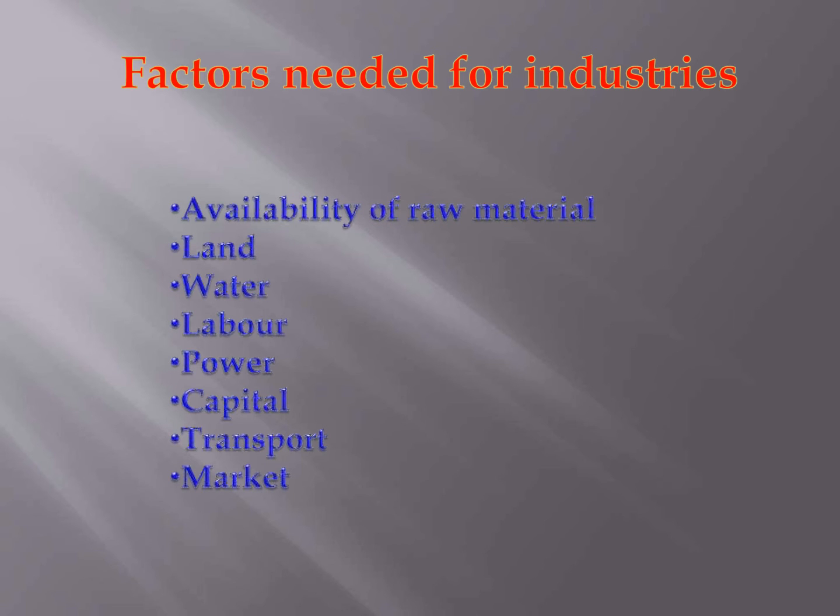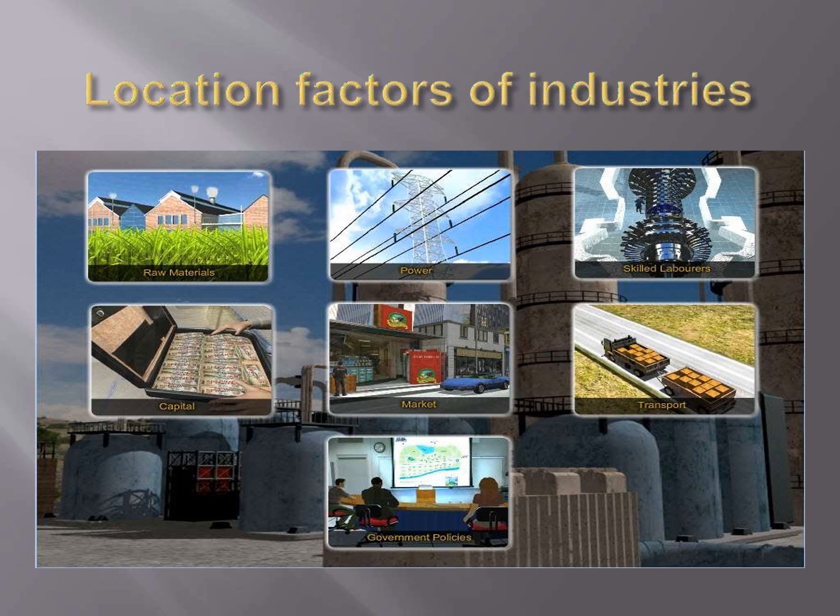Okay, the next topic is what are the factors which affect the location of an industry. So basically the factors are availability of raw material, land, water, labor, power, capital, transport and market. These are the various factors which affect the location of an industry. We will be discussing this in the live class. You can see raw materials, power, skilled laborers, capital, market, transport, all pictures are given.